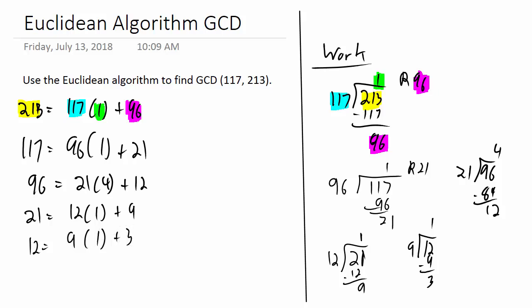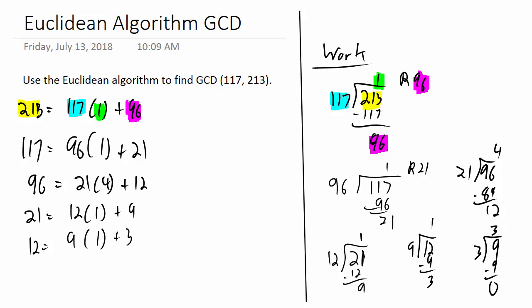So now we're going to divide 9 by 3. 3 goes into 9 3 times. Remainder of 0. Yay! Remainder of 0. And we got that by dividing by 3, and we got a remainder of 0.